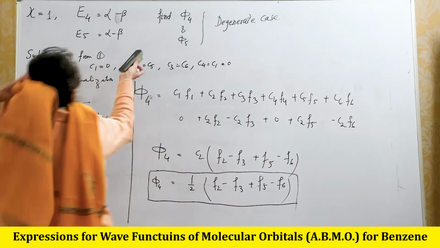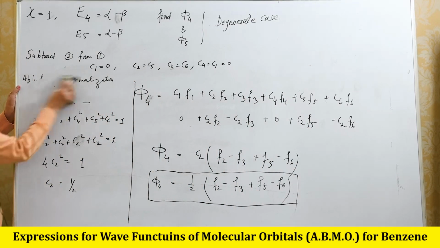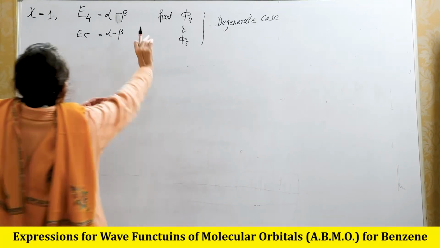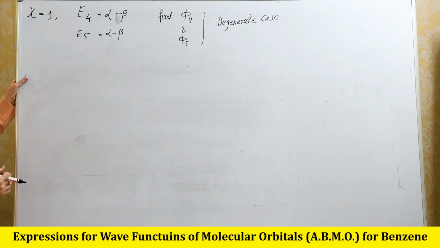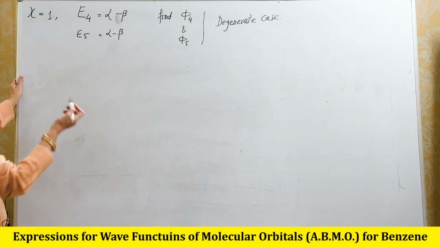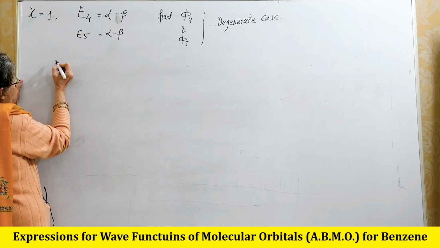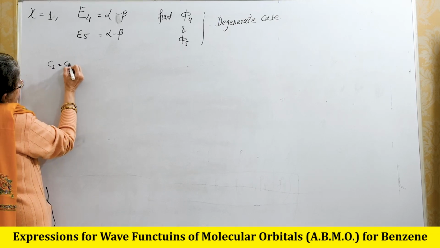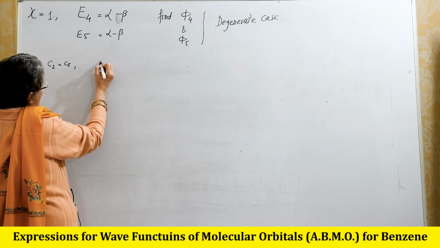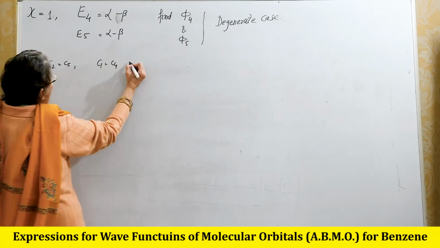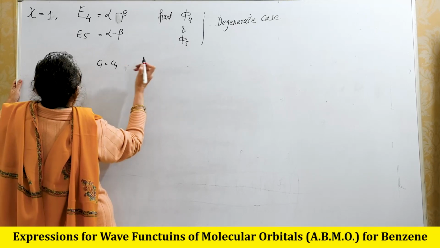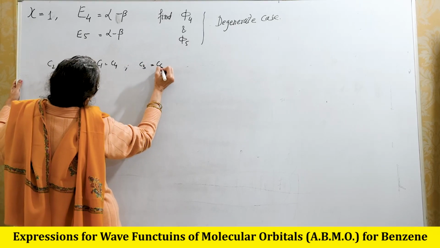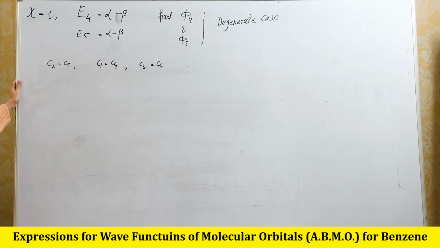Okay, now next we calculate for that fifth molecular orbital. Then again this is the case of degeneracy, and for phi 4 and phi 5, x is equal to 1. So this is a case of degeneracy. Again we can have those relationships that C2 is equal to C5, C1 is equal to C4, and that C3 is equal to C6. But now we cannot repeat the value of C1 is equal to 0.